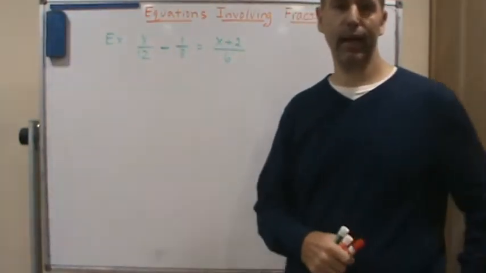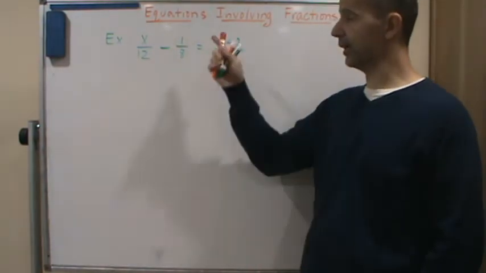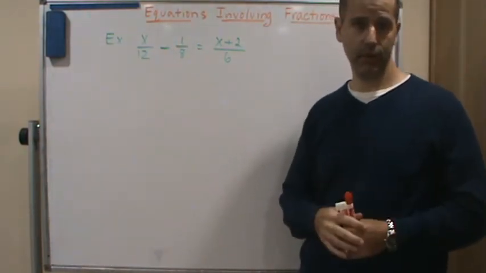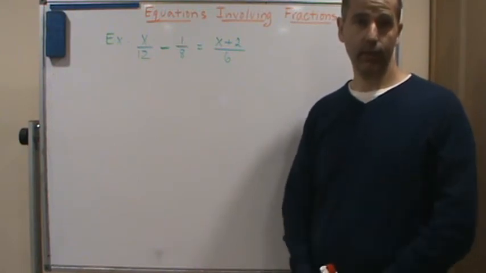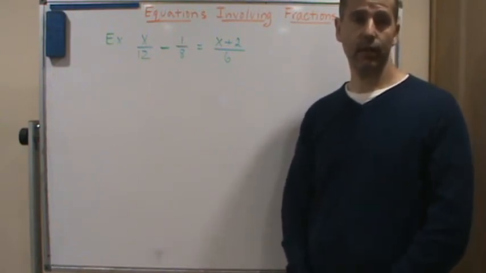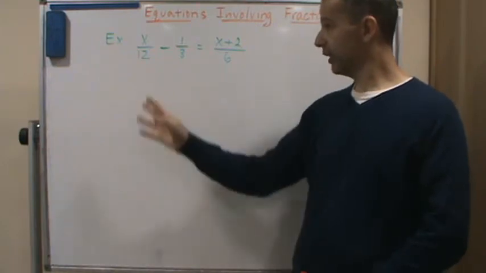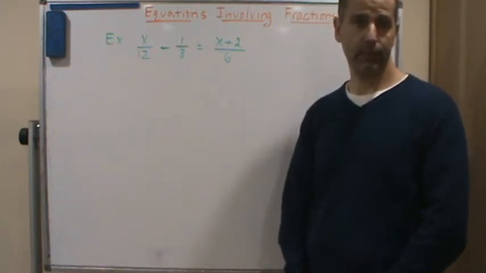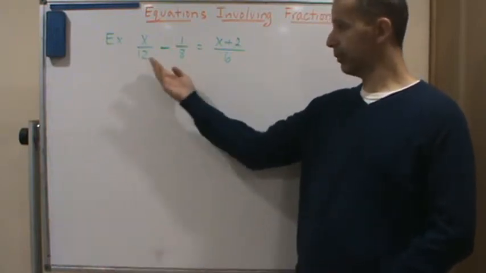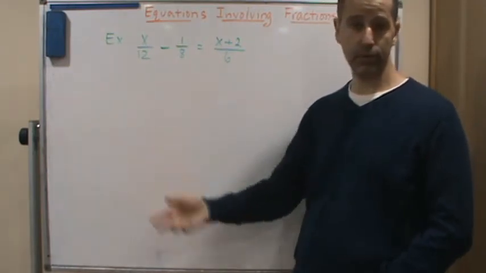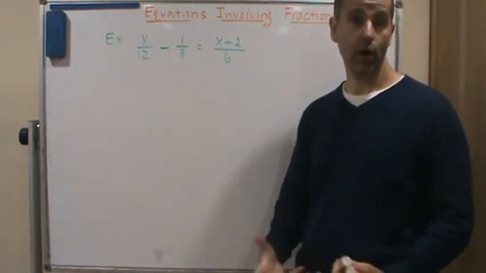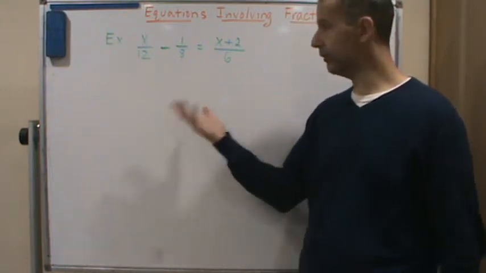Hello. So now in this video we're going to start talking about equations involving fractions. So how do we deal with these? Well, the first thing is you have to understand that if you have an equation with fractions, one of the easiest ways to deal with this is to just get rid of the fractions. Because once we get rid of the fractions and we have all whole numbers, then we can easily solve them. So how do we get rid of these fractions?